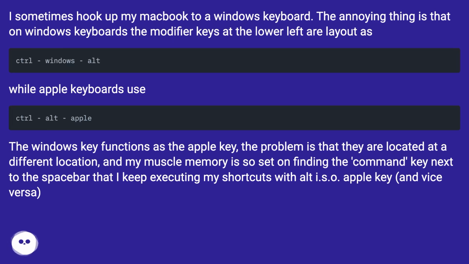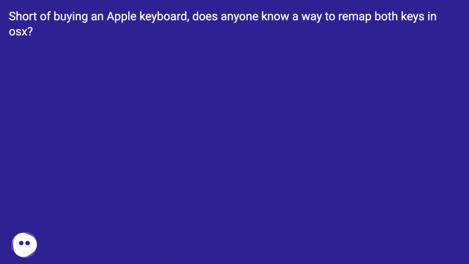The problem is that they are located at a different location, and my muscle memory is so set on finding the Command key next to the spacebar that I keep executing my shortcuts with Alt instead of the Apple key, and vice versa. Short of buying an Apple keyboard, does anyone know a way to remap both keys in OS X?